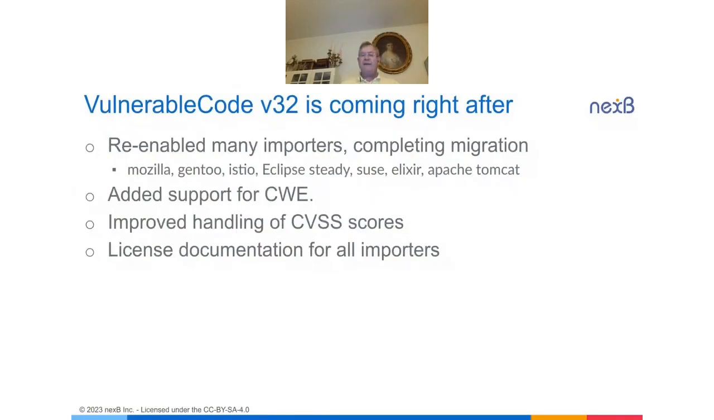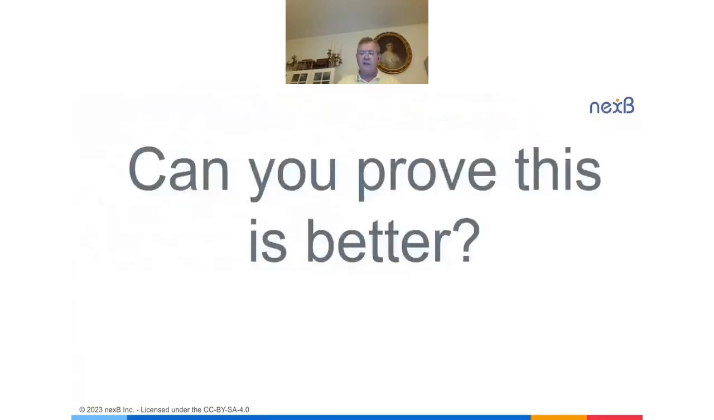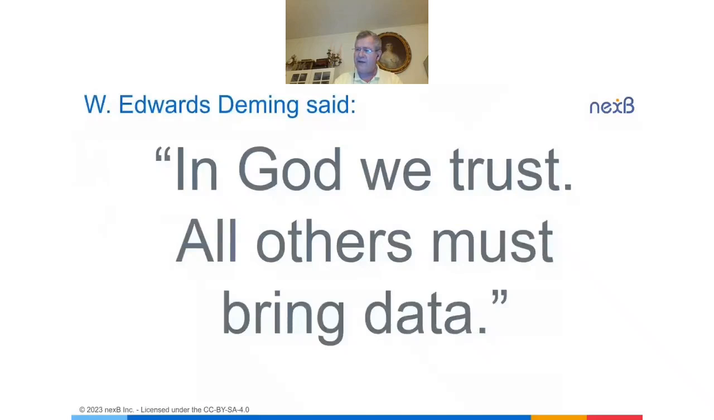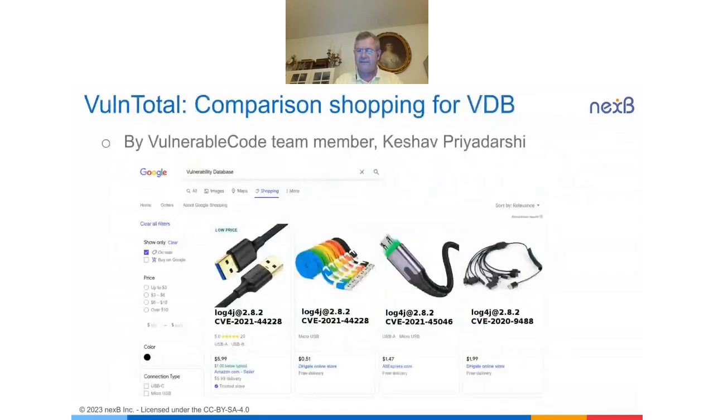Now, let's go back a bit on VulnerableCode. It's all talk on my side to say, yeah, you're going to do something that's better, blah, blah, blah. But can I prove that this is better? Somebody said, in God we trust, everybody else bring data. And what we did with VulnerableCode is exactly that. The idea is comparison shopping for vulnerability databases.